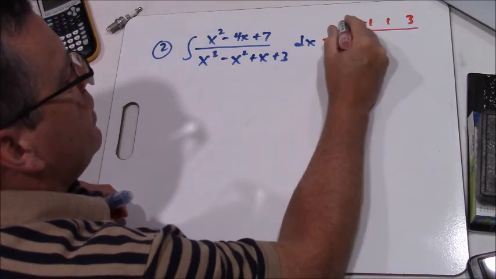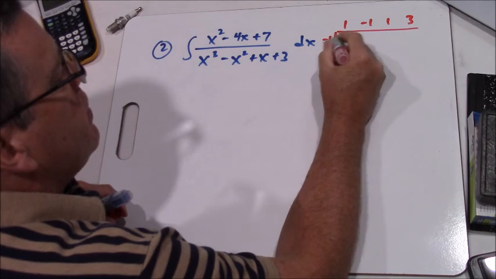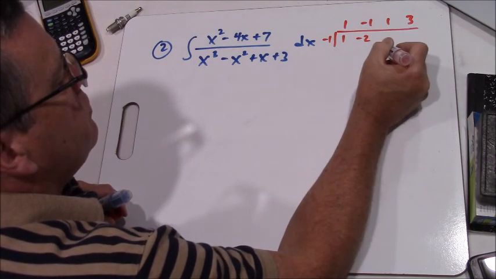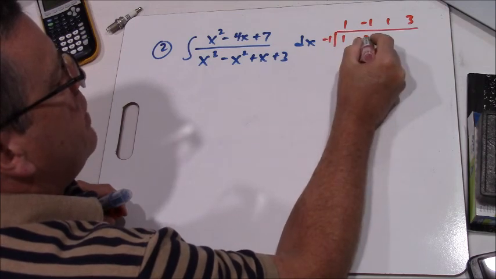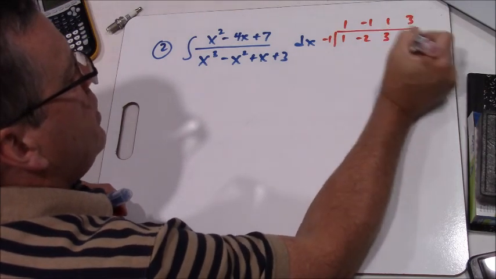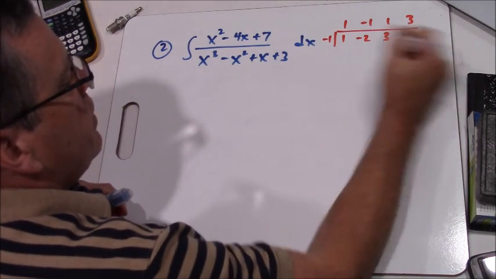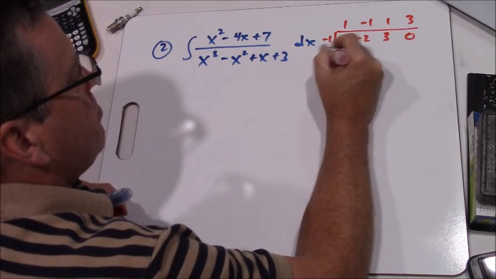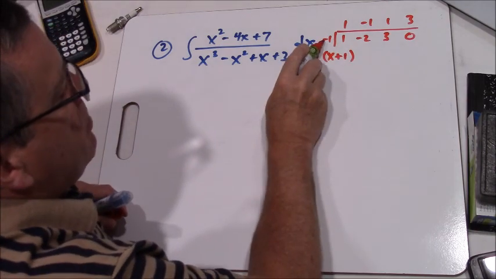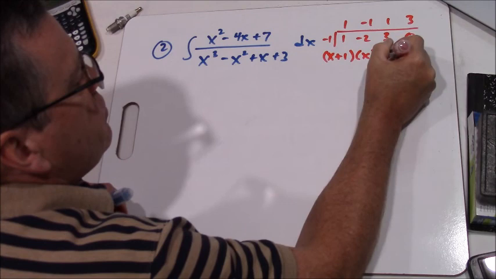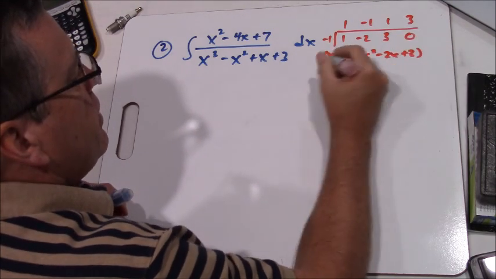Let's try -1. So bring the first number down. Multiply, you get -1. Add that to this, you get -2. If I multiply here, I get a +2. Add that to 1, I get 3. And then -3 plus 3, that's 0. So there's one of my factors, x plus 1, opposite of what we see there. This is going to be x squared minus 2x plus 3.